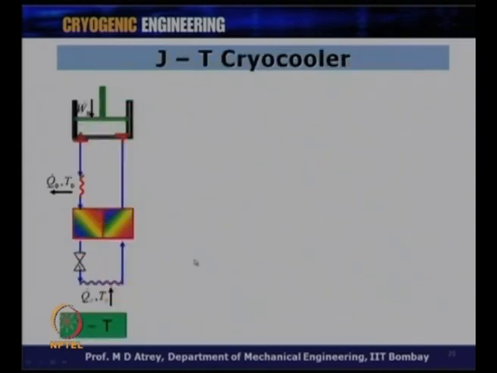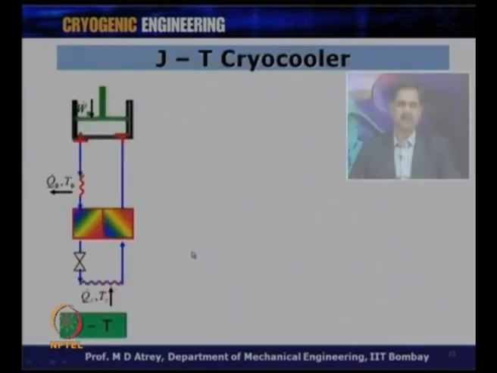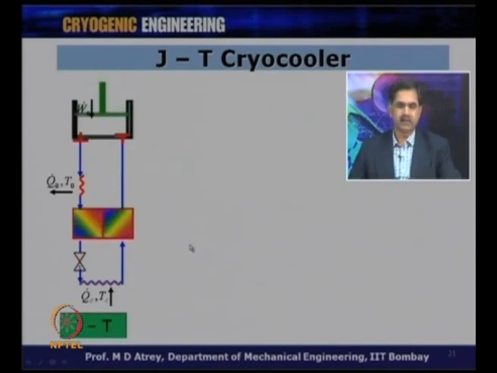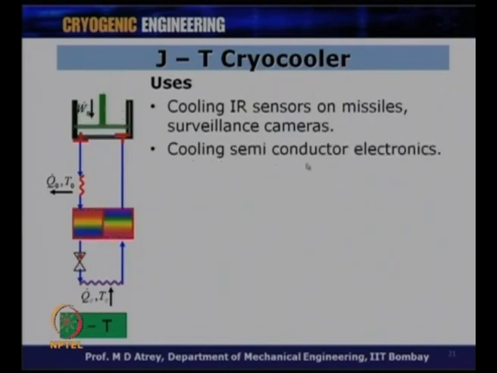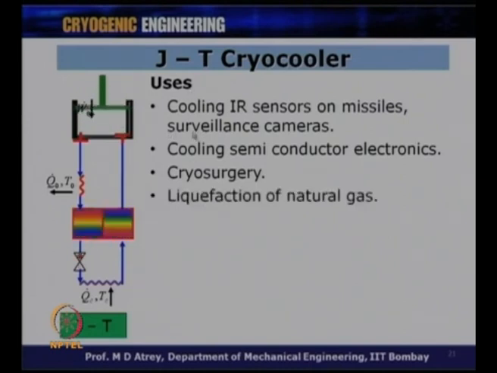Now, let us go through each cryocooler and see the advantages and disadvantages of the various cryocoolers. A JT cryocooler is used for cooling infrared sensors on missiles and surveillance cameras. It can be used for cooling semiconductor electronics, and recently it is also being used for cryosurgery, because the high pressure gas just goes in, gets expanded, produces cooling, and can just go out to the atmosphere, or it can be recompressed also. So, there are various usages for which JT cryocoolers are normally used. Also, it can be used to liquefy natural gas.